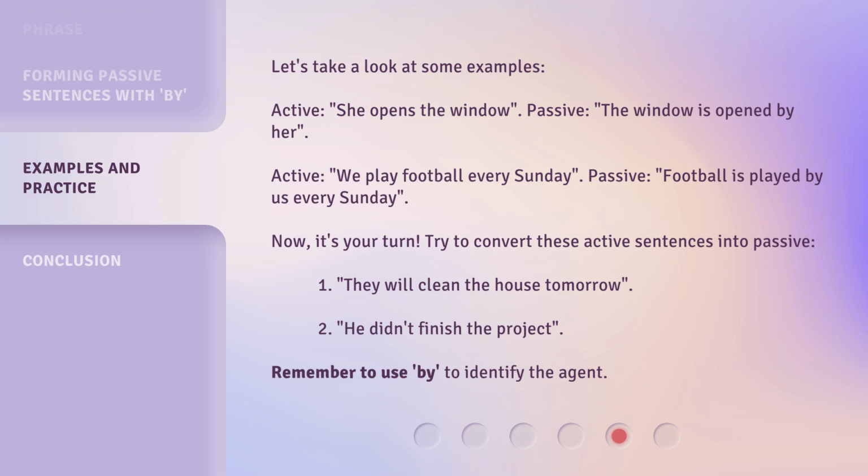Now, it's your turn. Try to convert these active sentences into passive. 1. They will clean the house tomorrow. 2. He didn't finish the project. Remember to use by to identify the agent.